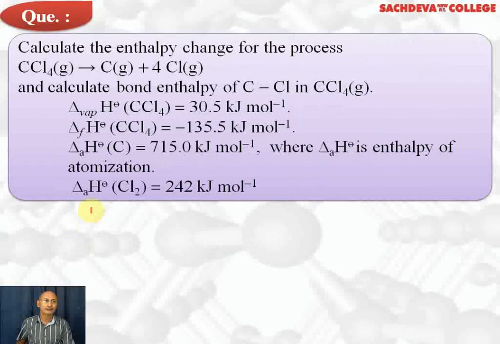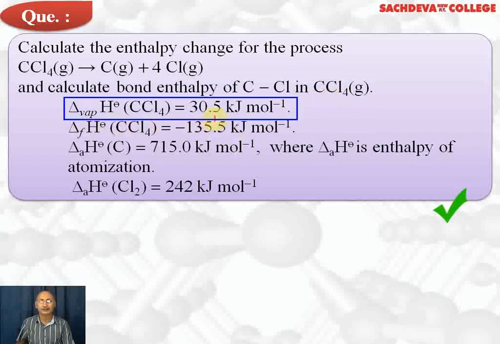We are solving a question based on this. Calculate the enthalpy change for the process CCl4 gas decomposes to carbon gas plus 4 chlorine gas, and calculate the bond enthalpy of the C-Cl bond in CCl4 gas. We are given the enthalpy of vaporization of CCl4. Vaporization means liquid to gas at its boiling point.